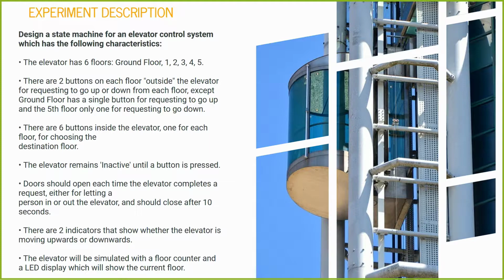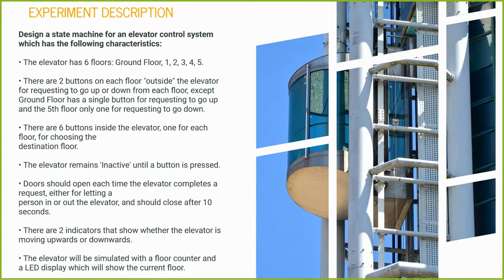So we have designed a state machine elevator control system and it has the following characteristics. We have created an elevator which has generally 6 floors: ground floor, first floor, second floor, third floor, fourth floor, fifth floor, and in our elevator we have added an extra 6th floor. There are 2 buttons on each floor outside the elevator for requesting to go up or down from each floor, except the ground floor has a single button requesting to go up and the 5th floor has only one for requesting to go down. There are 6 buttons, in our case it's 7, inside the elevator, one for each floor for choosing the desired or destination floor.